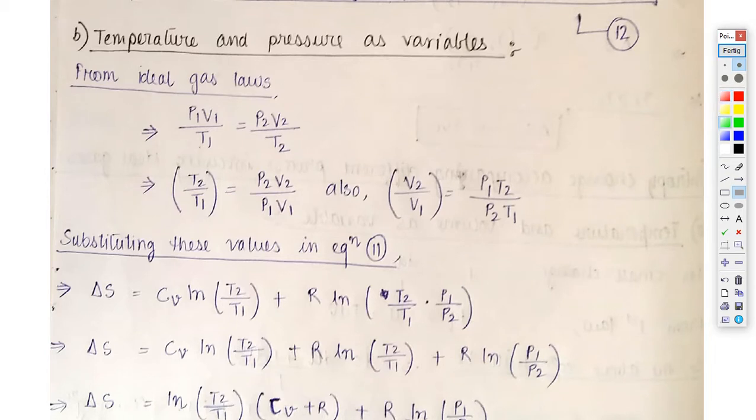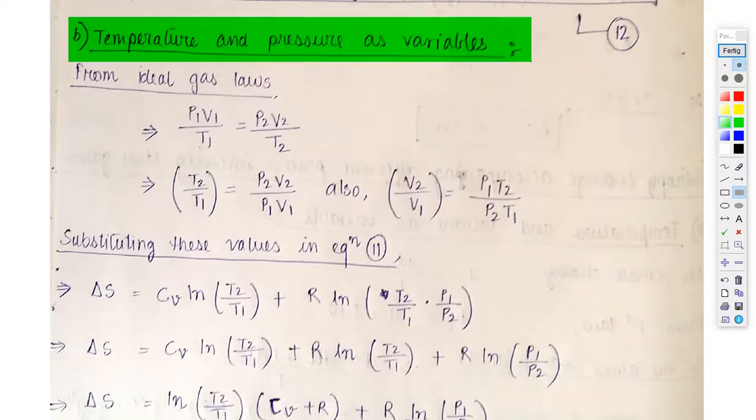Okay, and this one is the variation of entropy change, the entropy change where temperature and pressure are the variables. That means in the above equation we have done it with pressure and volume as variables, but in this one temperature and pressure are the variables.